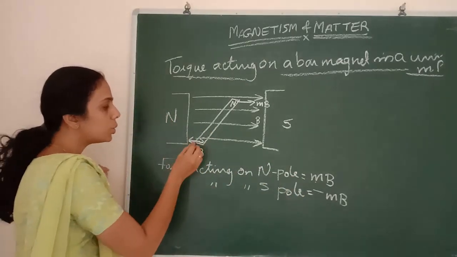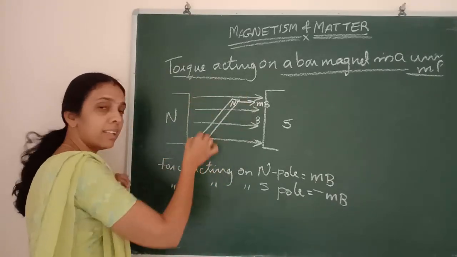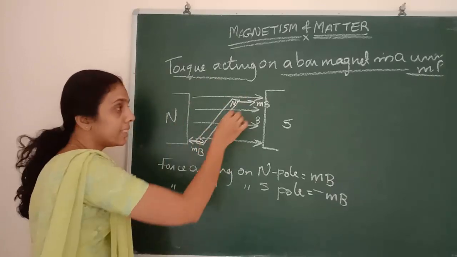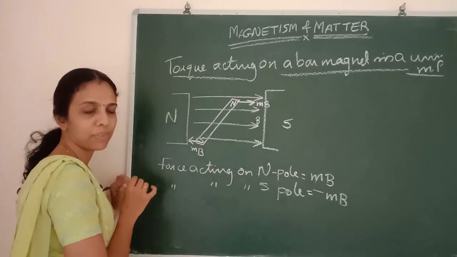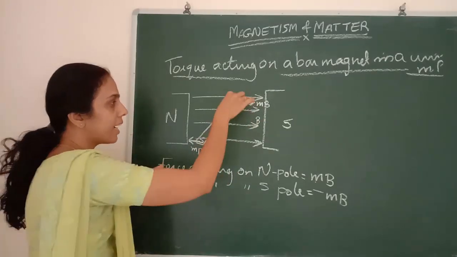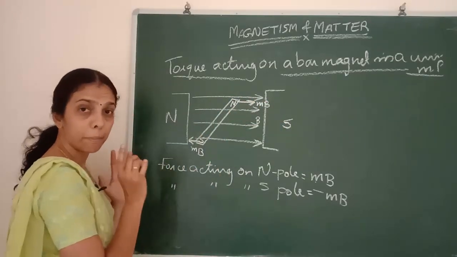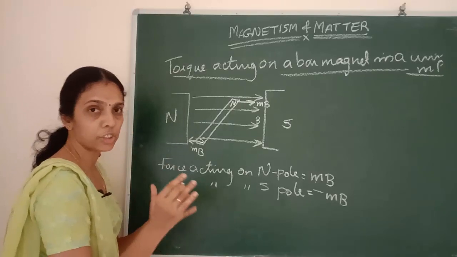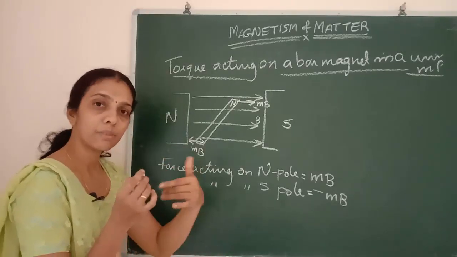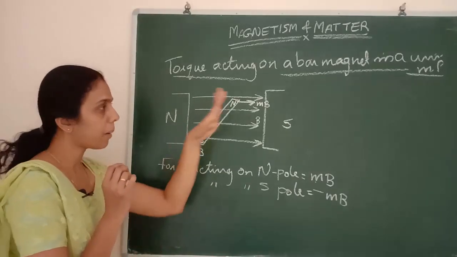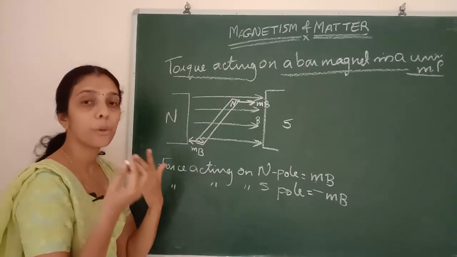Now, two equal and opposite forces are acting. They are parallel forces: mB and minus mB. The direction is opposite, but their magnitudes are equal. So that will give a couple, and a couple can create a rotational effect.